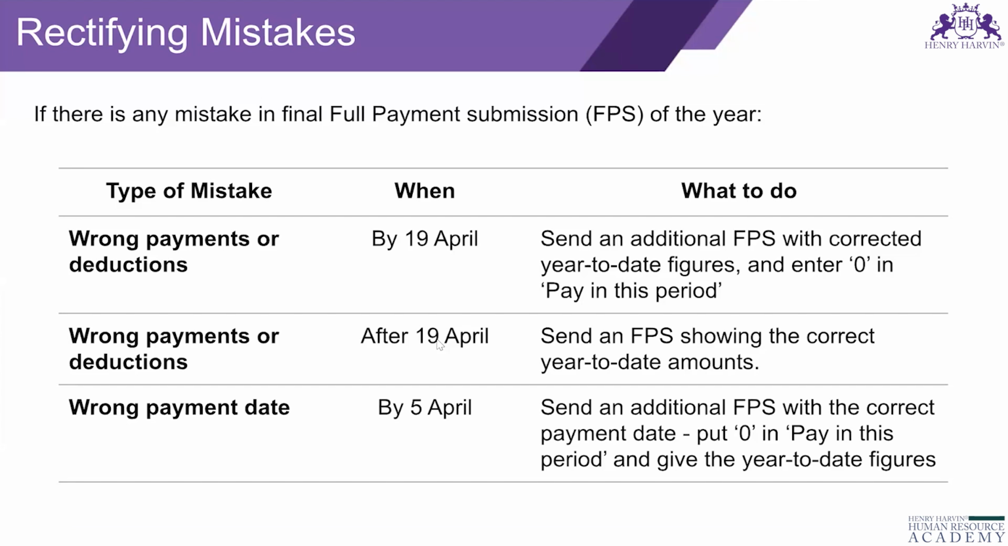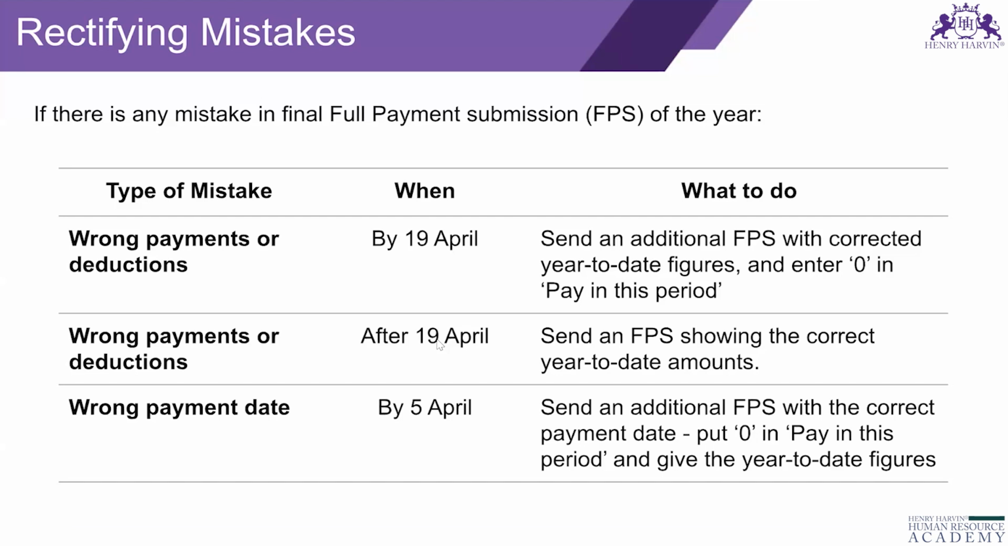You just update the YTD figures with the corrected amount. In the YTD figures you'll have the gross salary option, the tax option, and the NI option also. Whichever amount you want to correct, or all of them, you can correct it. In this period, where you're sending the additional FPS, mention 0, so HMRC also comes to know this is not a correction to the period.